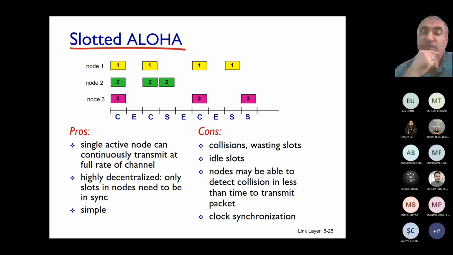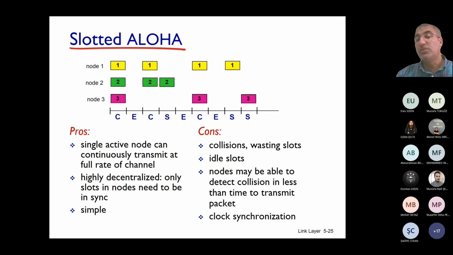Let's look at the cons and disadvantages of this protocol. As you see, only three nodes are available in this network, and then we have many collisions. I have three collisions in this case, and then I have three E's, so three slots are wasted. So there are many collisions and wasted slots. There are many idle slots, as you see.